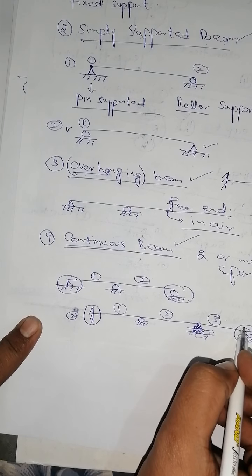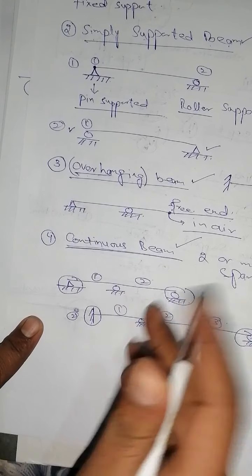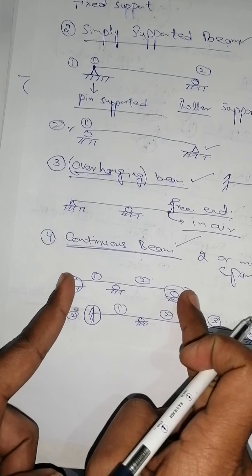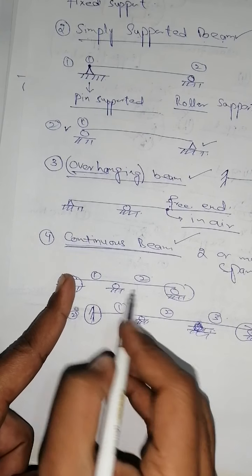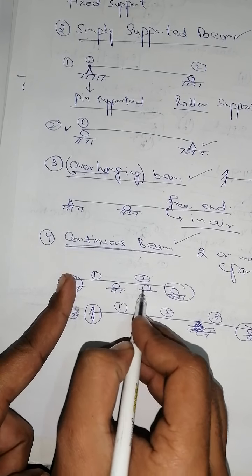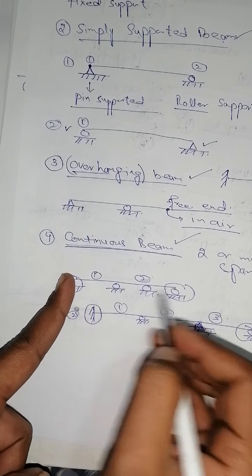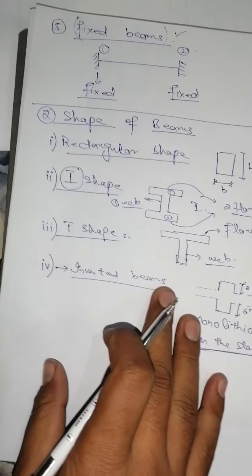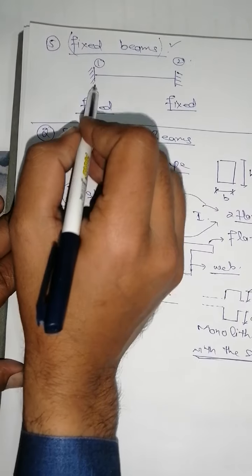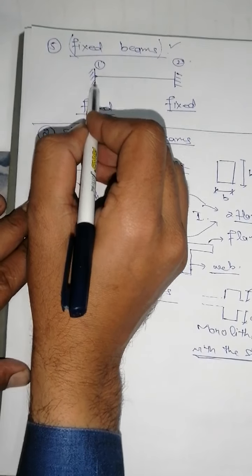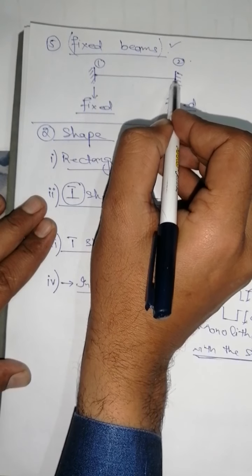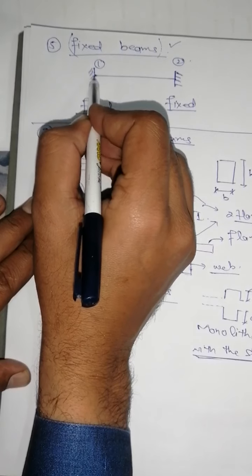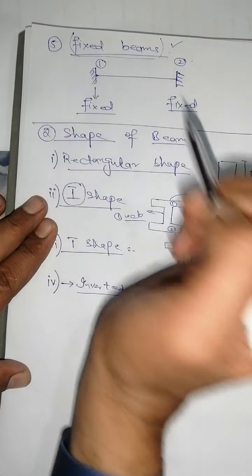So in continuous beam, there are essentially two supports at the ends, and there will be an inner support at any location. It may be at this location, it may be at this location, or any location. So it will have two or more spans. This is a continuous beam. And the fifth type of beam is a fixed beam, that will have both ends connected with the fixed supports. This is a fixed support symbol, this is a fixed support symbol. So this beam is known as a fixed beam.